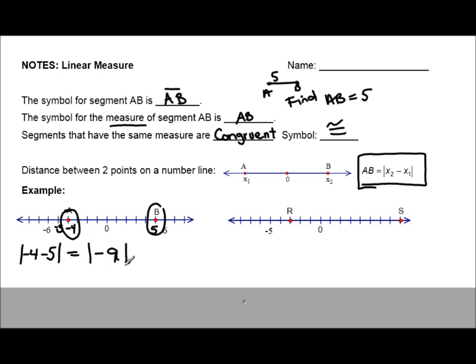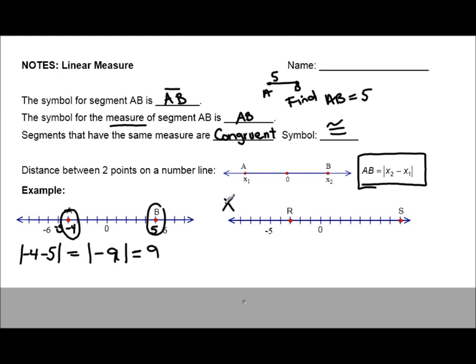But distance is never negative. I would never tell you to run -10 miles. I would tell you to run 10 miles. We represent distance using a positive number. So that's what the absolute value does for us. It takes our distance and makes it a positive value. So we have a distance of 9 on the number line.